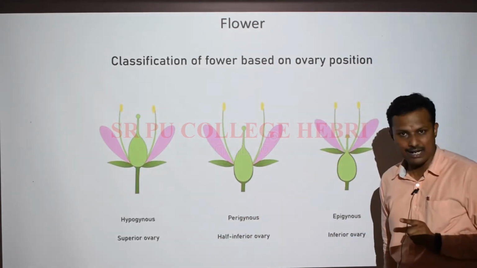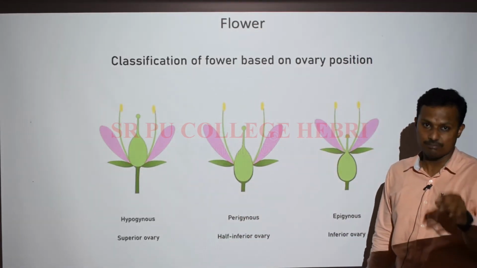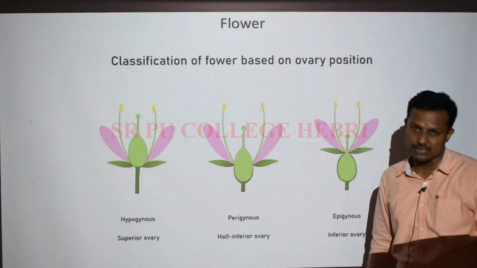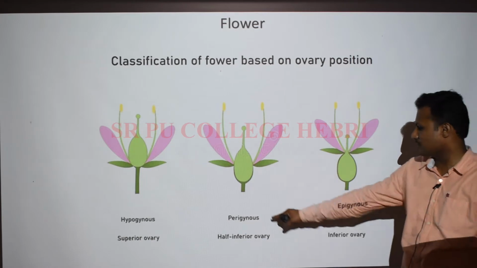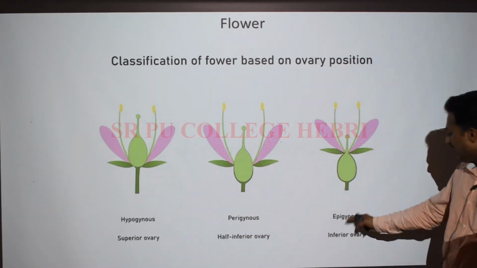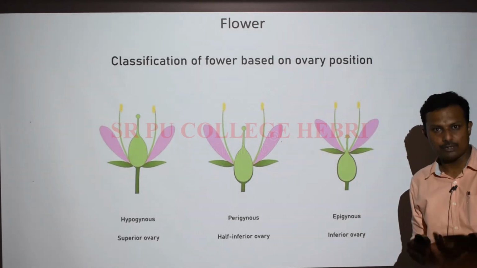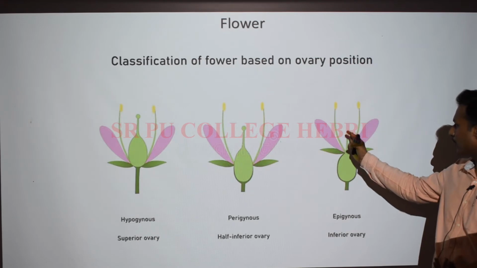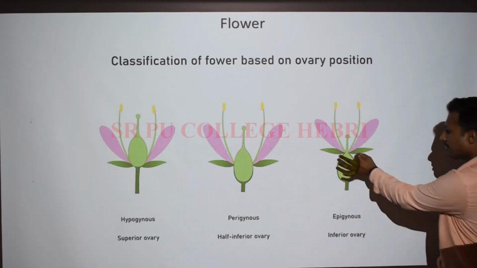In the case of perigynous, the position of the ovary is half inferior or half superior, right? So that is why this is called a perigynous flower. And in this case, epi stands for above, gynous above the gynoecium. That means the gynoecium is below the other whorls of the flower. You can see the calyx, corolla, androecium are being produced from above the gynoecium.